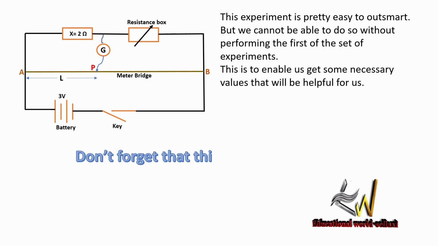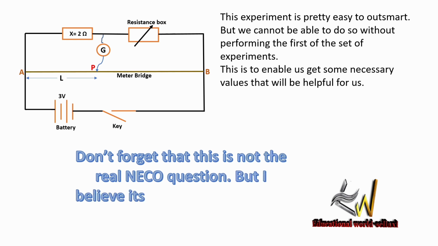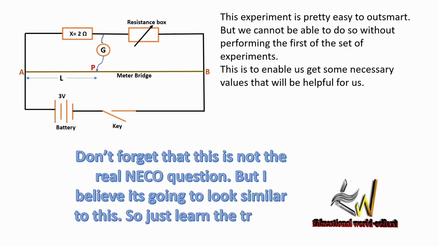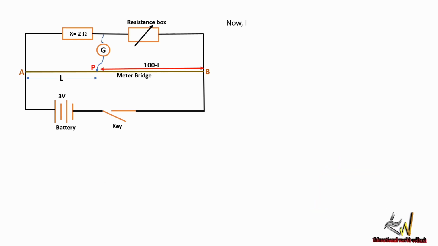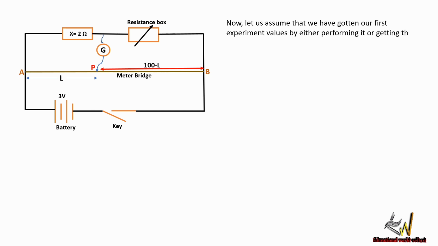Don't forget that this is not the real NECO practical question, but I believe that it's going to look similar to this format. So I want you just to learn the tricks involved here. But I believe that the question is going to look like this, probably. So we begin. Now let's assume that we have gotten our first experimental values, either by performing them or generating or getting the readings from our friends.